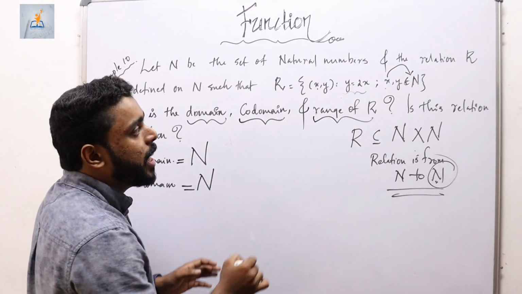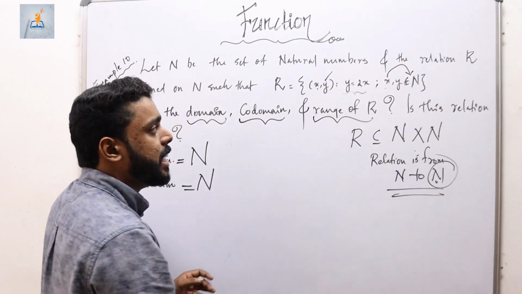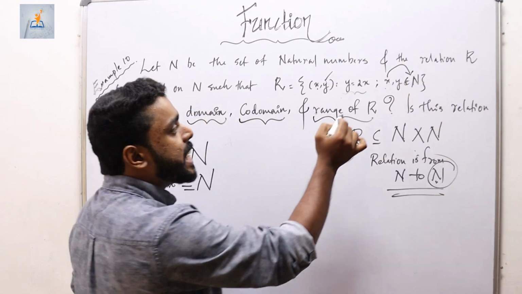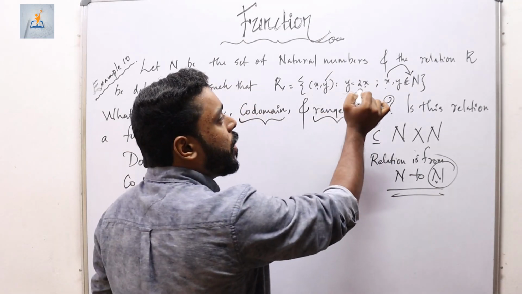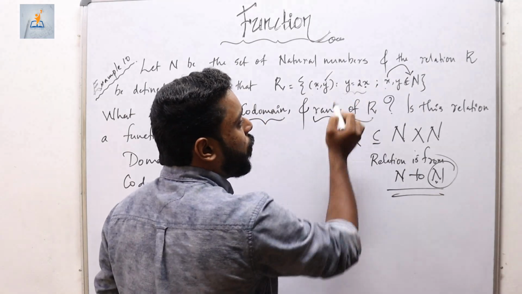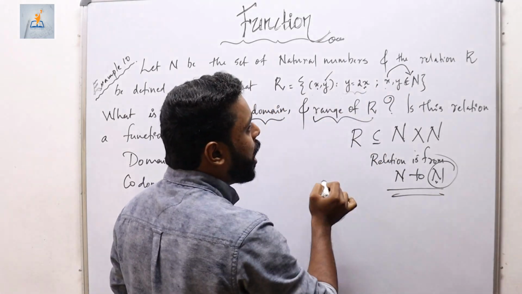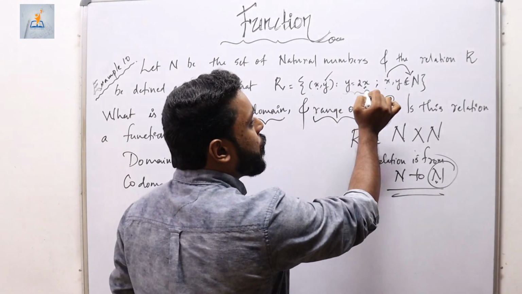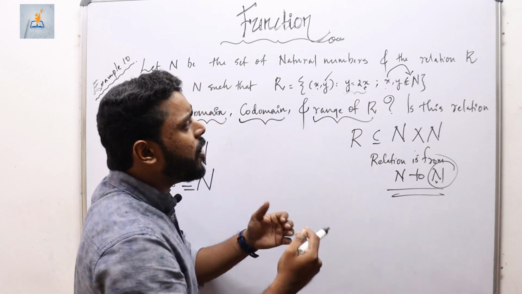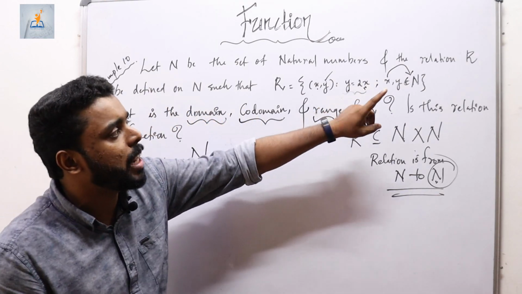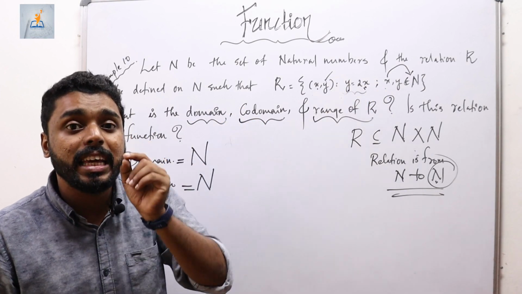Now coming on to the range of R. This is very important. Range of R means the set of all second elements in each and every ordered pair. See, when we put 1 for x, y will be 2. When we put 2 for x, y will be 4. When we put 3 for x, the y will be 6. And when we put 4, the y will be 8.